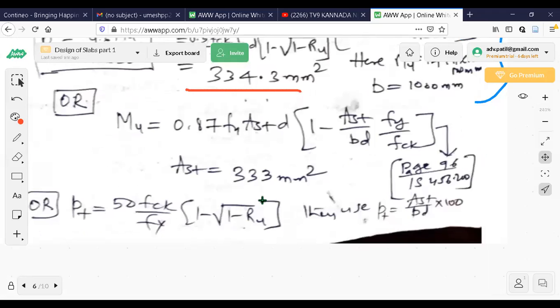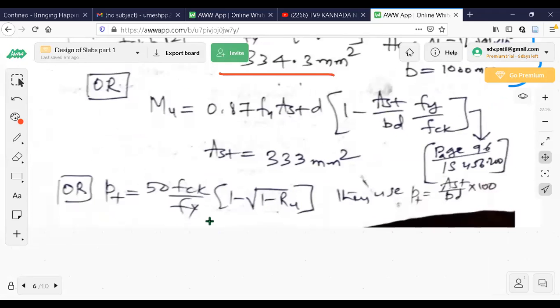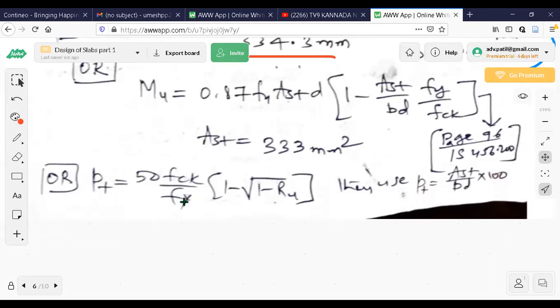Next, one more formula I have introduced here. Pt is equal to 0.5 fck by fy. Directly Pt I am getting. After that, Pt is equal to Ast by bd into 100. From this one, you get Ast. First find Pt, then go to this formula here. Whatever I have written, I think you are able to see this one.